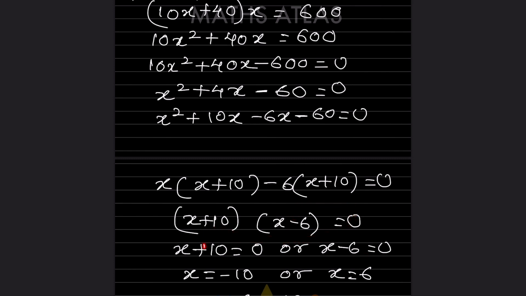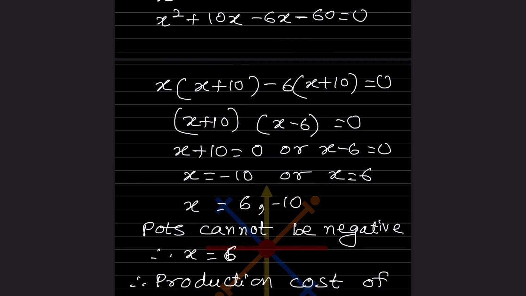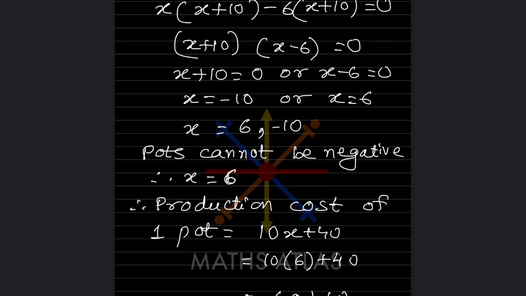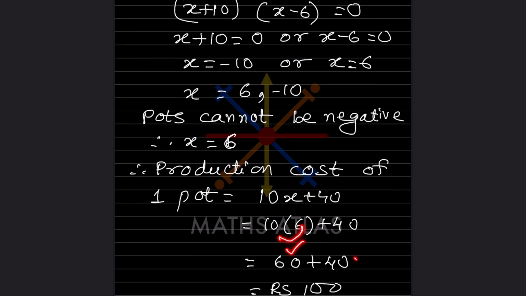So x is going to be, if you rearrange this, minus 10, or x is going to be 6. So here the number of pots cannot be negative, right? So we have to consider this x as 6. So they have asked for the production cost of one pot. Production cost of one pot, we have got this expression. So in place of this x, you are going to put this 6. So what will be that? 10 6s are 60 plus 40, cost means that is going to be in rupees. So that is rupees 100.